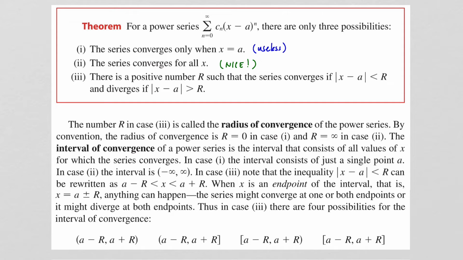Now, the most common case is that there will be a positive number r, which is called the radius of convergence, such that the series converges if the absolute value of x minus a is less than r, and diverges if the absolute value of x minus a is greater than r. Now, if this is a little bit confusing, don't worry, it's not bad at all. I'll show you in just a second.